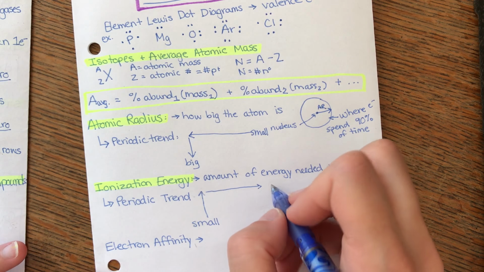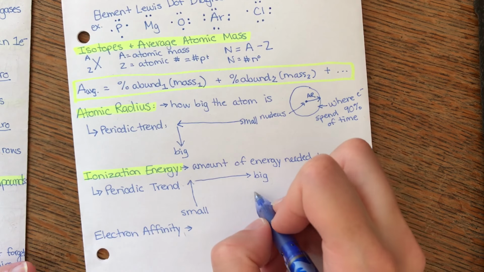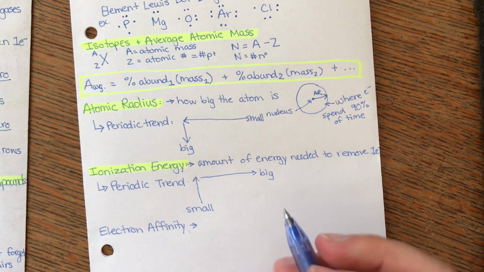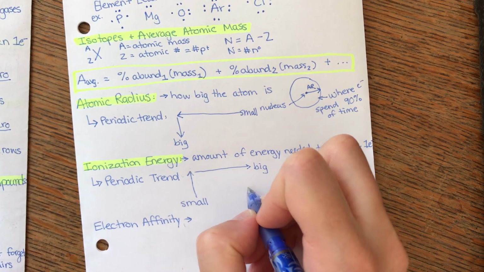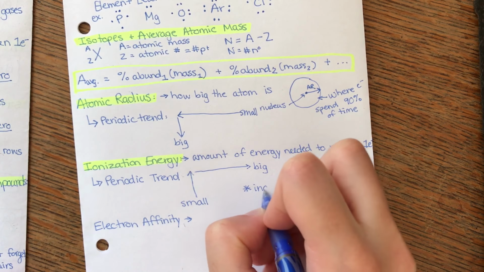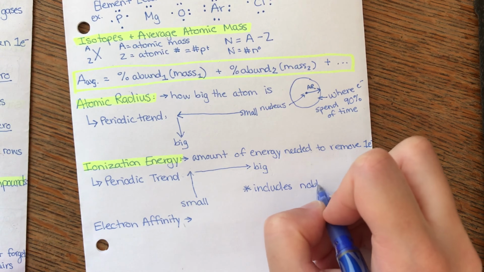And from left to right, because the Zeff is increasing. And remember, there are some periodic trends that include the noble gases and some that do not. So ionization energy does. So we're going to just make a note here that it includes the noble gases.